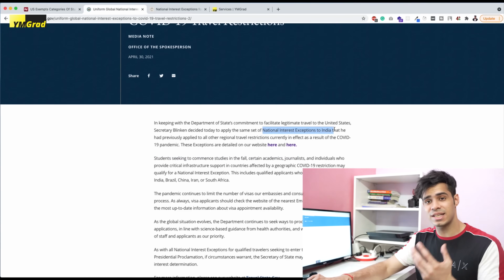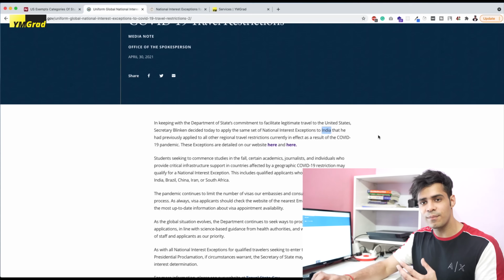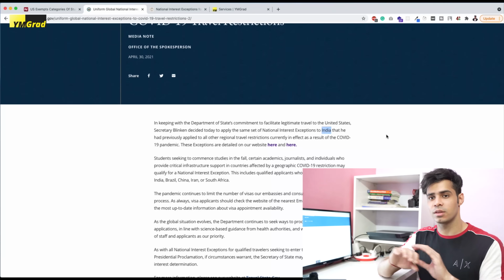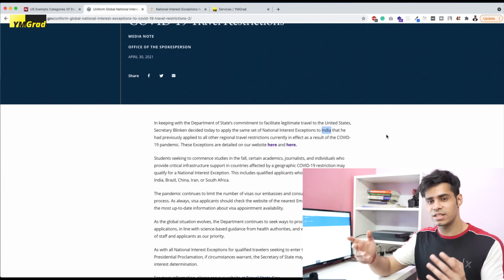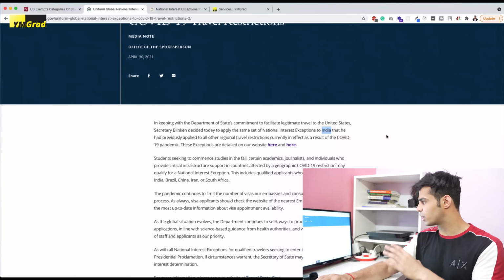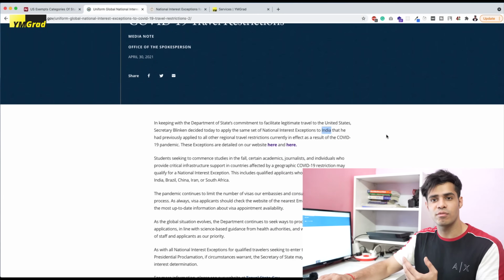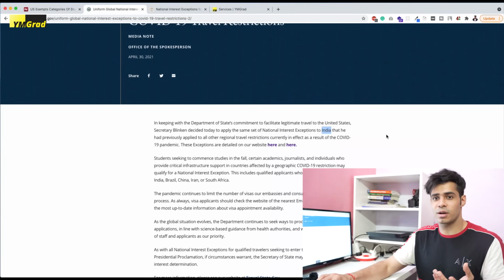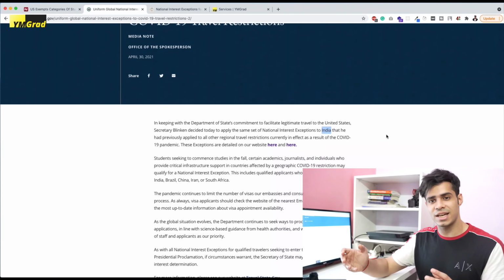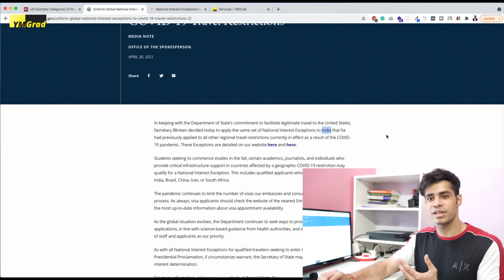We are applying the same set of rules for India so that students who really need to travel, who have to travel, their education should not stop, and at the same time universities should be getting funding as well. So for that, we are applying the NIE rules. India is one of the biggest countries in terms of the number of students that apply every single year to go to the United States, and that's why you can see something like this happening.